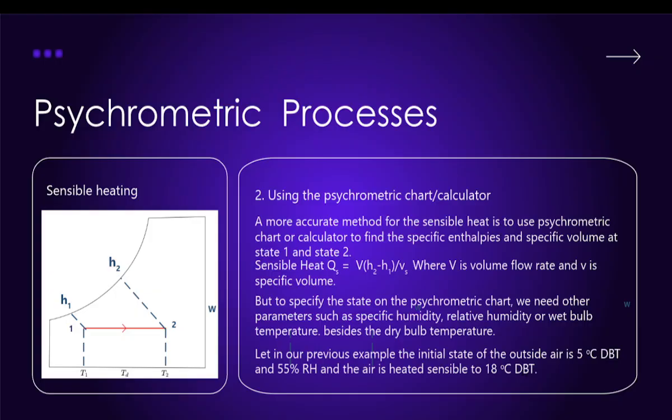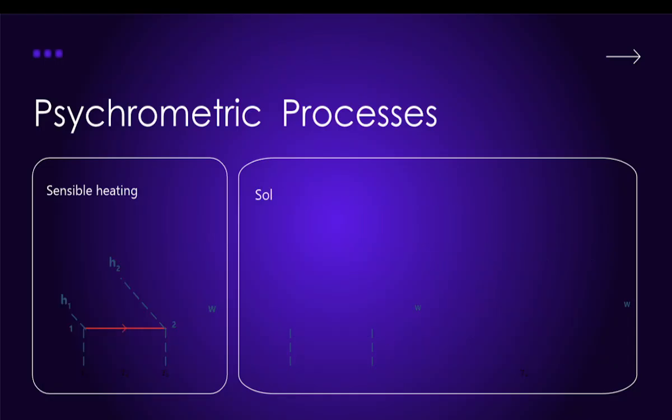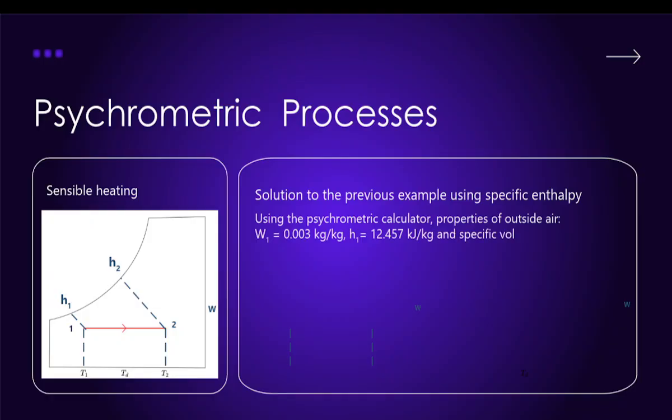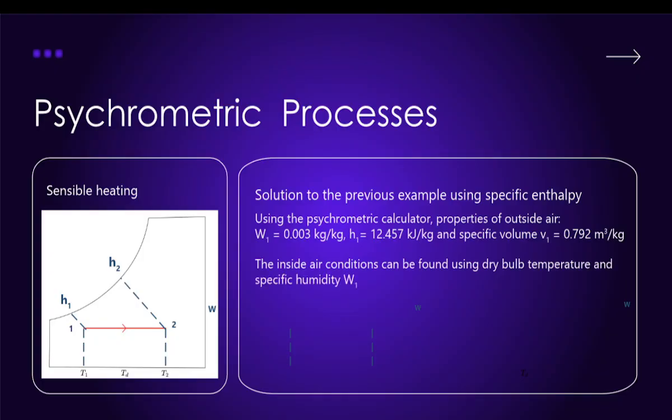Let in our previous example, the initial state of the outside air is 5 degrees Celsius and relative humidity is 55% RH, and the air is heated sensibly to 18 degrees Celsius. Then the solution to the previous example becomes like this. Using the psychrometric chart, we find the values of H1 and H2. W1 is equal to 0.03 kilogram per kilogram dry air. H1 is 12.457 kilojoule per kilogram. Specific volume V1 is 0.792 meter cube per kilogram. The inside air conditions can be found using the dry bulb temperature and the specific humidity W1.